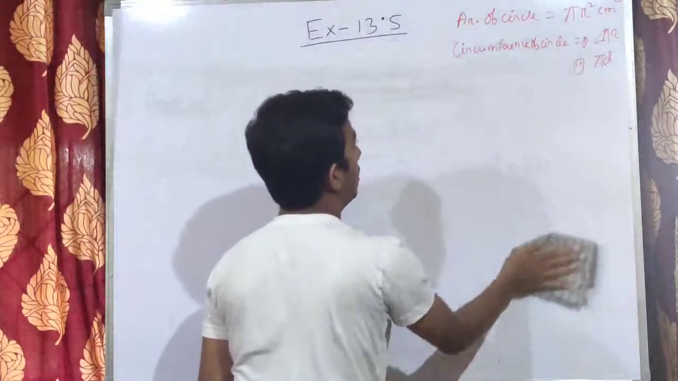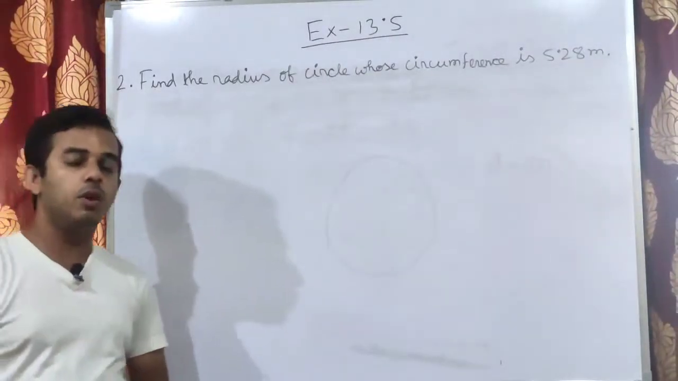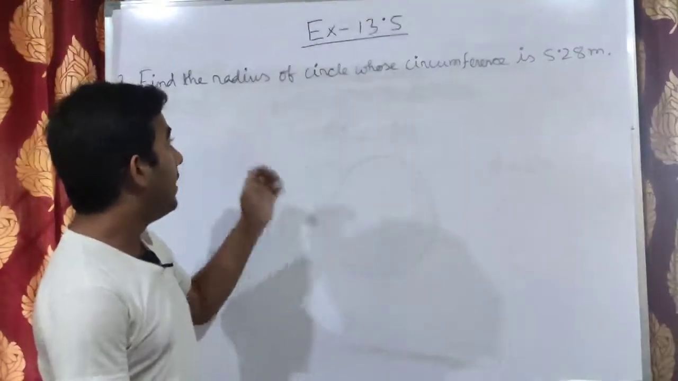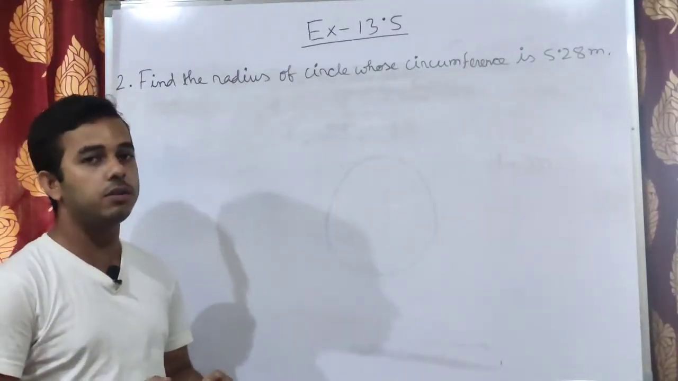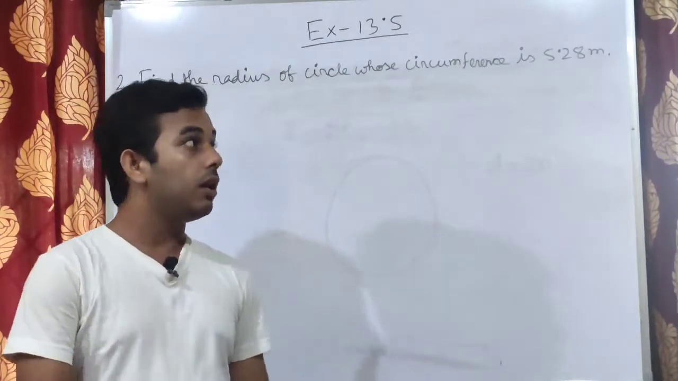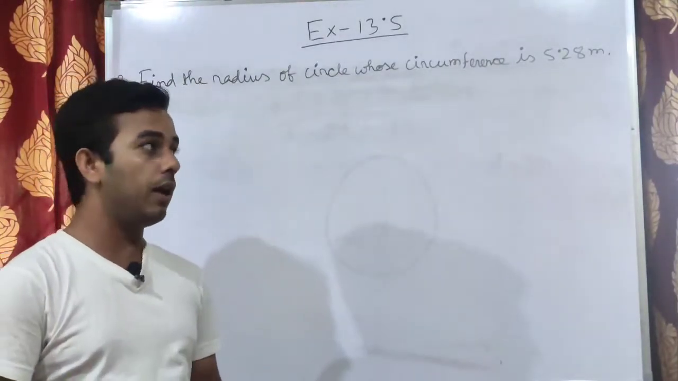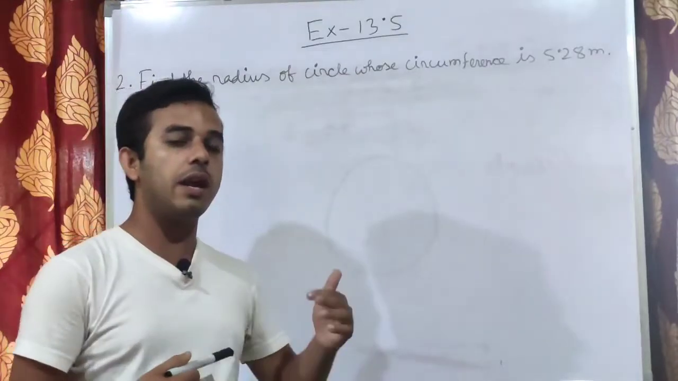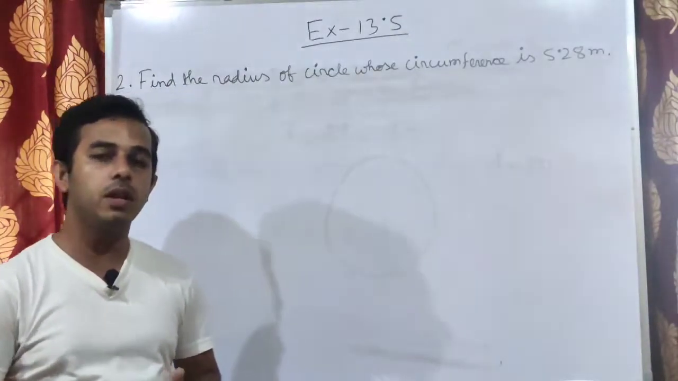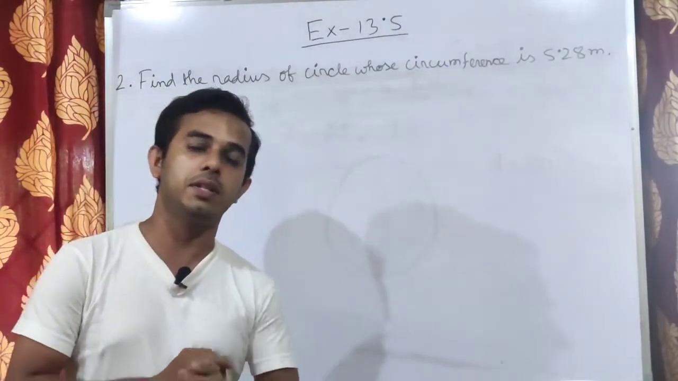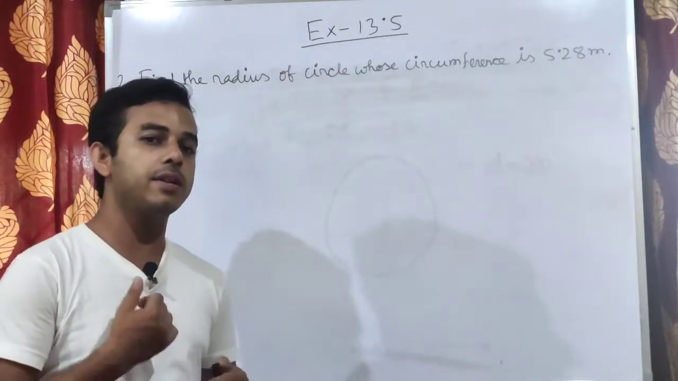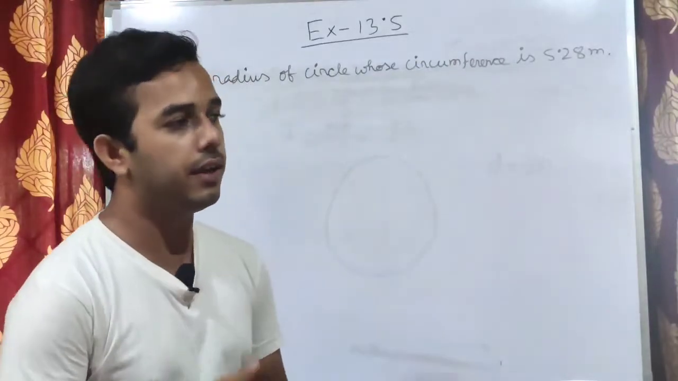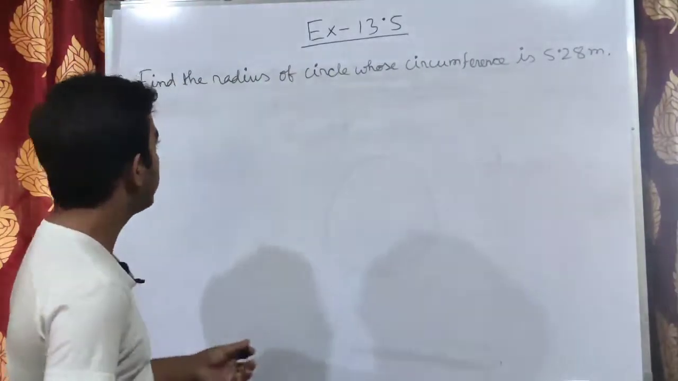So our next question is, find the radius of circle whose circumference is 5.28 meter. Here circumference is given and we have to find radius. In earlier questions radius was given and we found circumference, but in this question it is opposite, that is, here circumference is given and we have to find radius. So let's start.